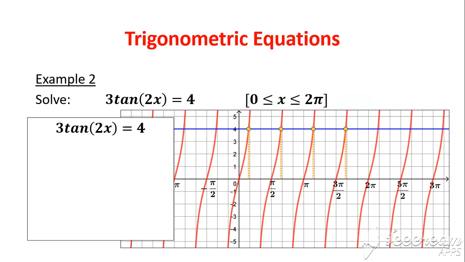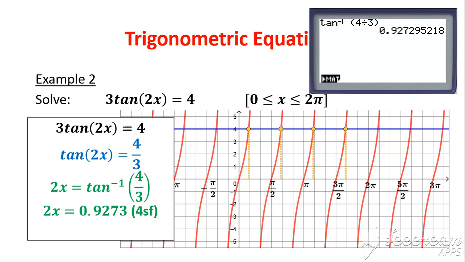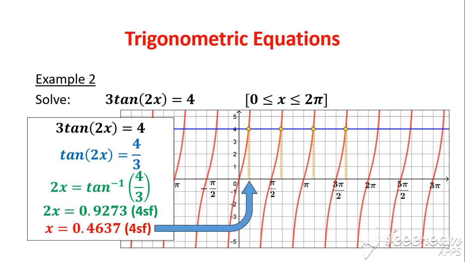Here we go. 3 tan 2x is equal to 4. Let's divide both sides by 3 to get tan of 2x is equal to 4/3. Let's now take the inverse tan of 4/3 and put that equal to, inside the brackets is 2x, so put it equal to 2x. So grab your calculator, make sure it's set up in radians and go shift tan bracket 4 over 3 to get 0.9273, but that's equal to 2x. So let's divide it by 2 to get x is equal to 0.4637 and I've rounded to 4 significant figures. Now that's my first x value, my first solution.